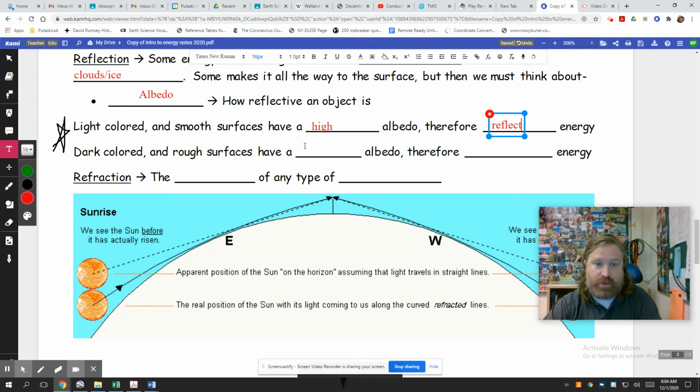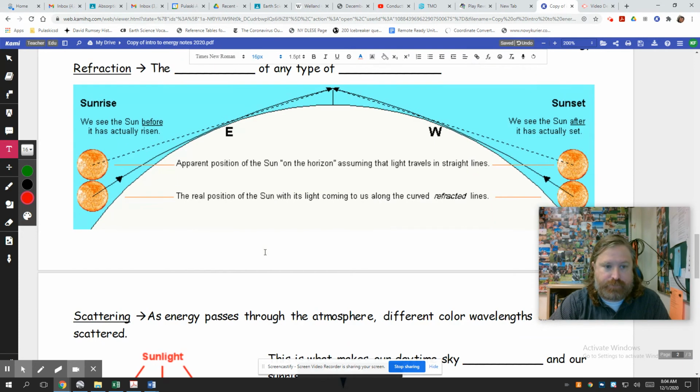Whereas dark colored and rough, because rough has more surface area to be able to grab, will have a low albedo and therefore absorb energy. So an asphalt road, it's got lots of nooks and crannies to grab heat. It's dark in color, very good at absorbing energy.